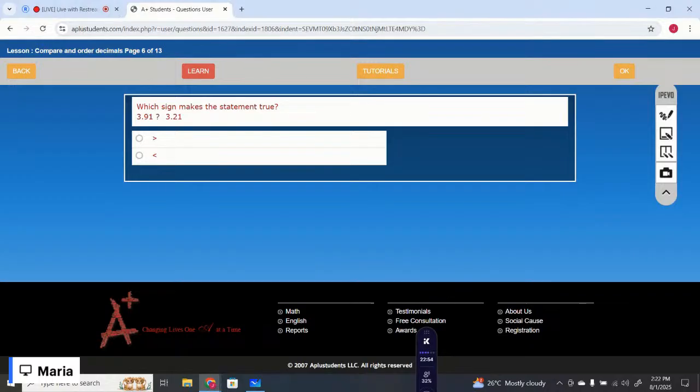Which sign makes the statement true? 3.91 and 3.21. So 3.91 is greater than 3.21. Option number 1 is the correct option.